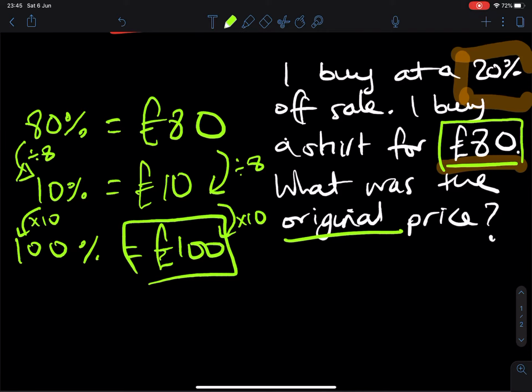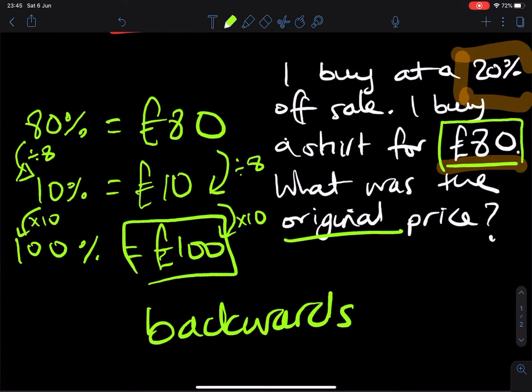Okay, so we call it reverse percentages because you've worked backwards. You've gone from a sale value backwards to the original value, i.e. in reverse, hence the name. Okay, so let's do another example. So I've done a percentage decrease question.